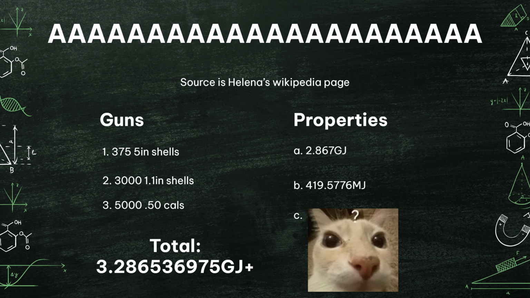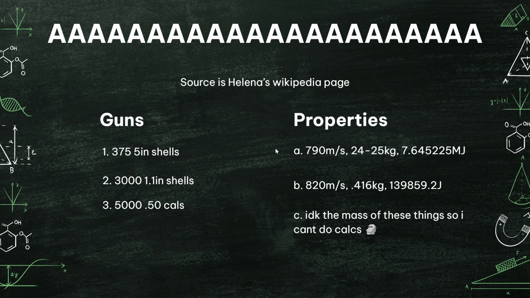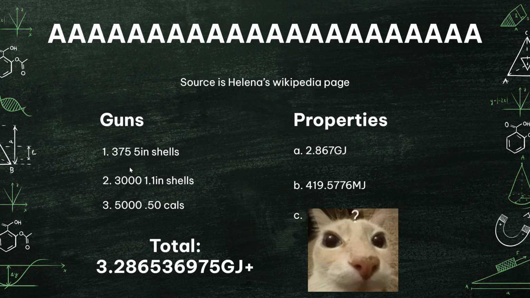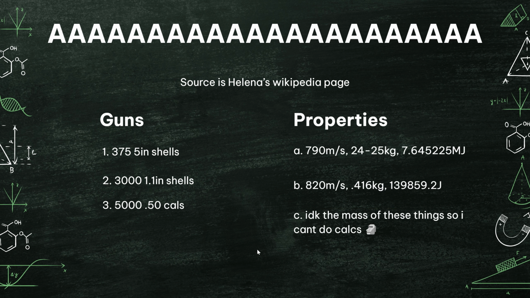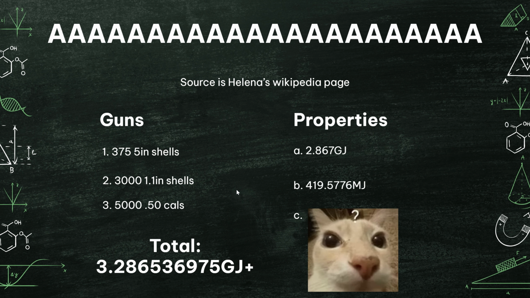So yeah. Okay, so if we multiply the energies that were given on the previous page by the amount of shells that were fired, we essentially get like 3 gigajoules for the 5-inch shells and 420 millijoules for the 1.1-inch shells, and that adds up to a total of 3.3 gigajoules of energy. And there's actually going to be more energy because the 5,050 cals weren't taken into account. So the total is going to be more than that, which is why I put a plus here. And yeah, that's it.